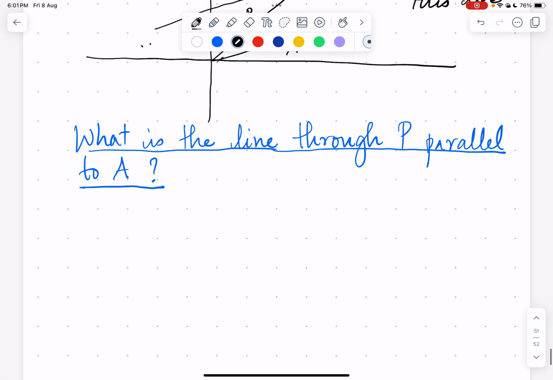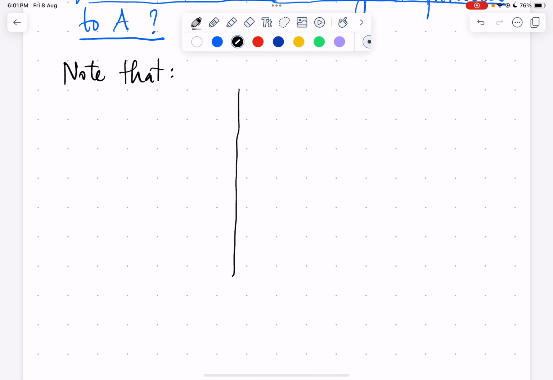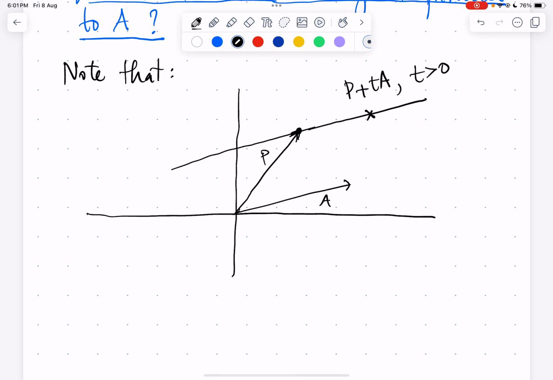So note that we'll look at some generic points on the line. This is vector P, this is vector A. So this is point P and this is vector A. We are interested in the line through the point P which is parallel to A. Some generic points on this line are, so some generic point here looks like P plus T times A where T is greater than 0. So P plus a positive multiple of A will look like this point.